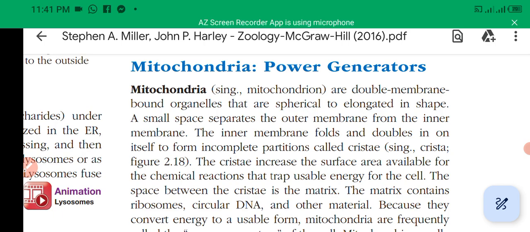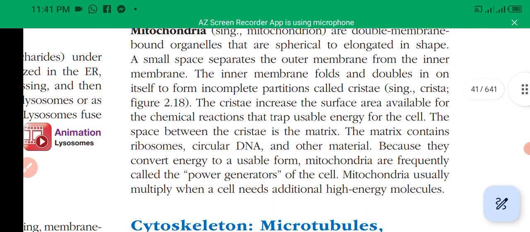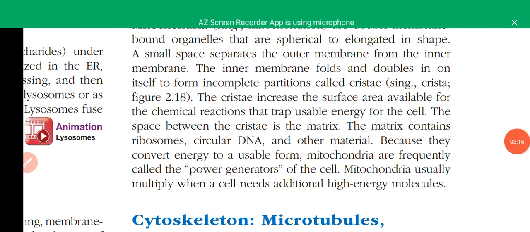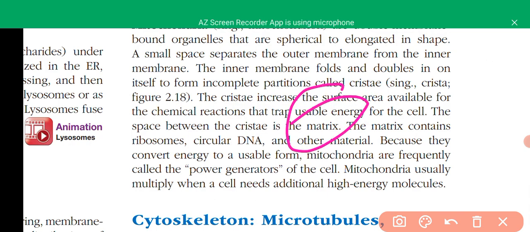that helps produce ATP. And cristae also increase the surface area for the function of the particular type of reaction of the enzyme. And inside there is the matrix. The matrix contains its own DNA, its own ribosomes, circular DNA, and its ribosome is 70S like that of bacteria and prokaryotes. And because they produce energy, they are called the powerhouse of the cell.